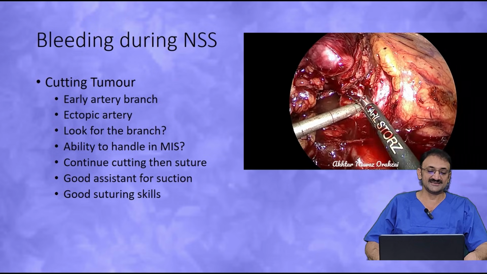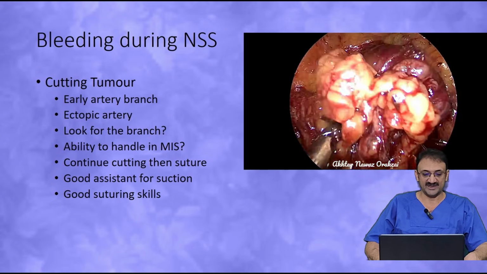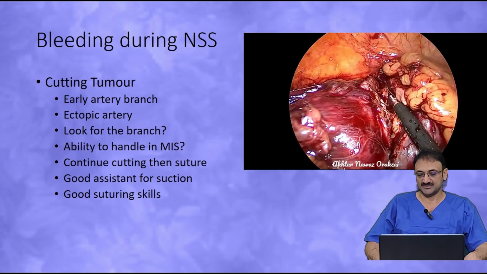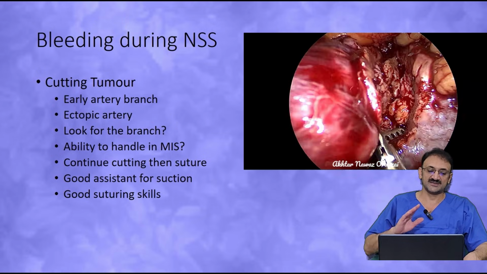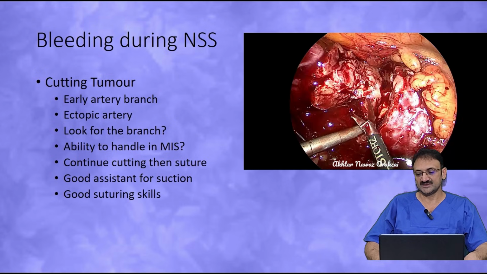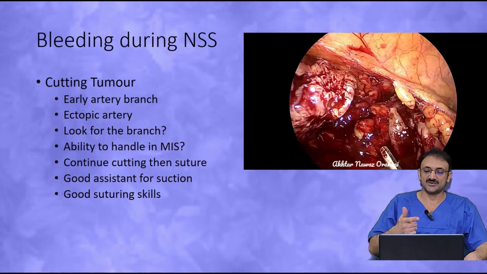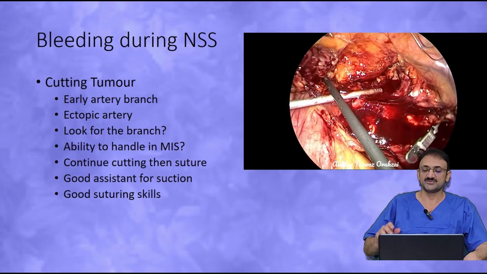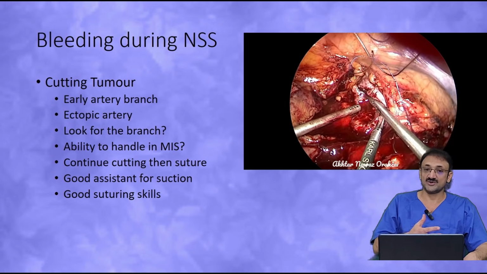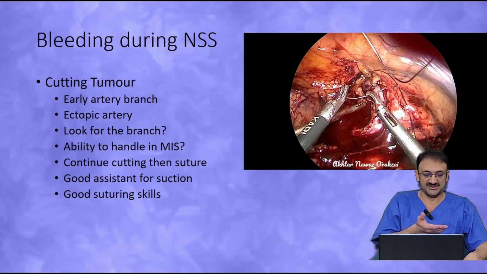Can you handle it with minimal access? Do you have the capability? If you have the capability, you must control it, and you must keep on continuing doing the nephrectomy. It should not be that half the tumor is cut and half there is bleeding, and then you are trying to control the bleed. You must continue with cutting the tumor. Once you remove the tumor, all the bed of the tumor will be in front of you, and you can see where it is bleeding from.